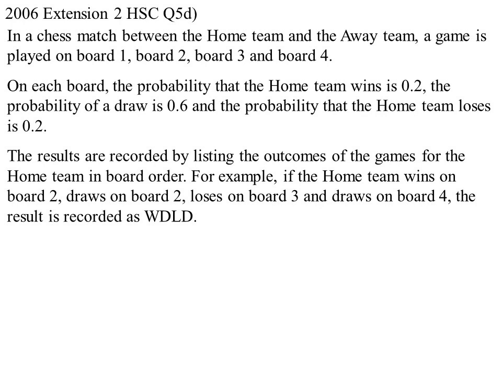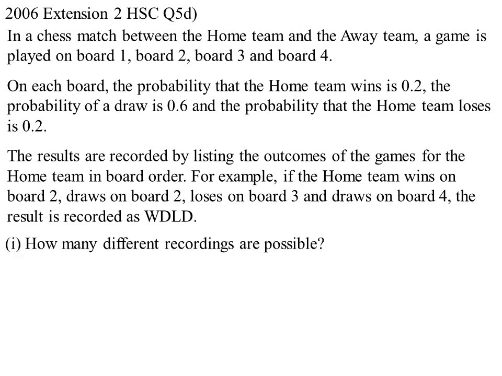So if the home team wins on board, well, that should be board 1, shouldn't it? It can't be on board 2. Yeah. Home team wins on board 1, draws on board 2, loses on board 3, draws on board 4. Then we would record as win, draw, loss, draw. So it's the home team's results we're writing down in order.